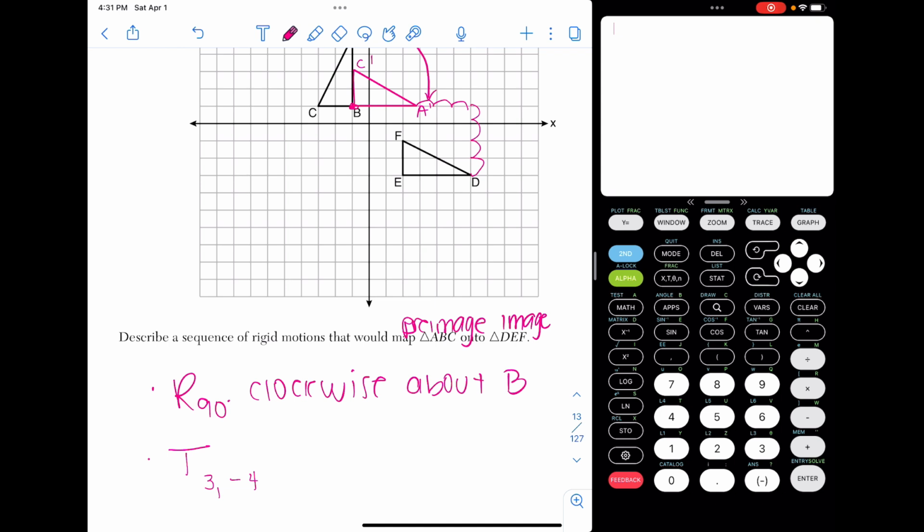And just a big suggestion for this is try not to just come up with the idea in your head, but actually plot, like I have here, what your first transformation would look like. That makes it much easier to find the second transformation and also to check your work.